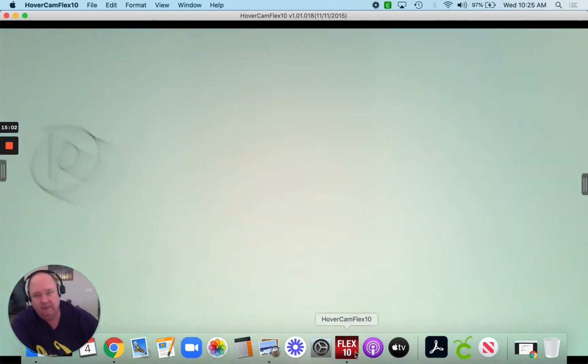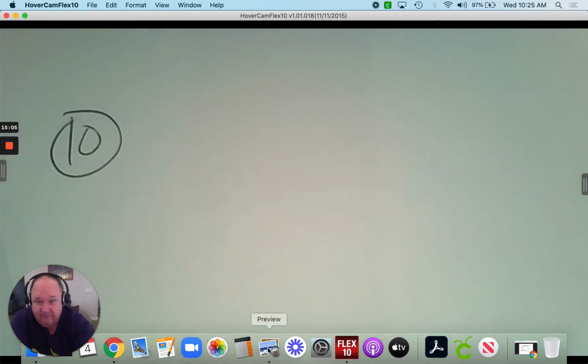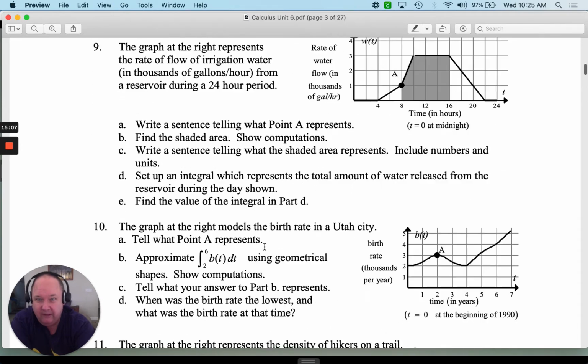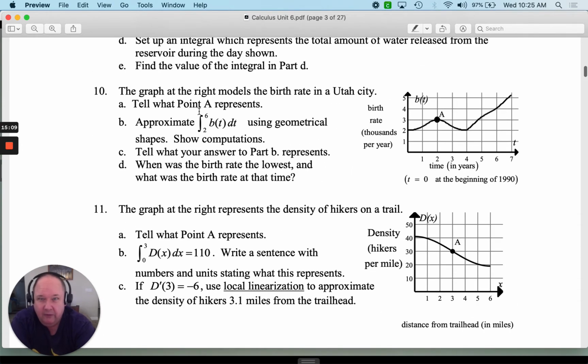Number 10. Another graph, another story. I just want you to enjoy the stories in calculus when they come up. The graph at the right represents the birth rate. Do you see that word rate? So when I see the word rate, it means it's a derivative graph. I might sneeze in a second. Sorry. All right, there we go. Did you say bless you? So it's a derivative graph, so I need to be aware of that when I look at it.